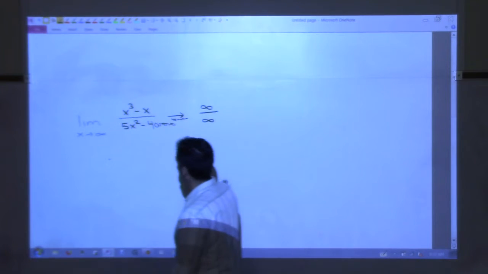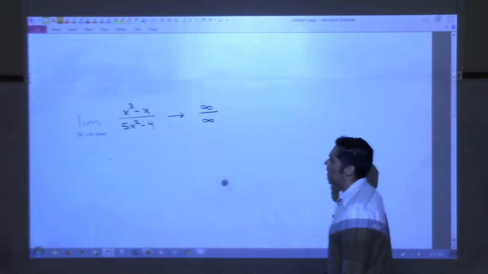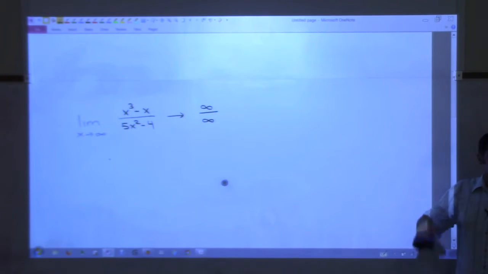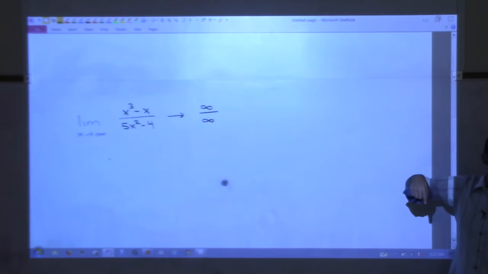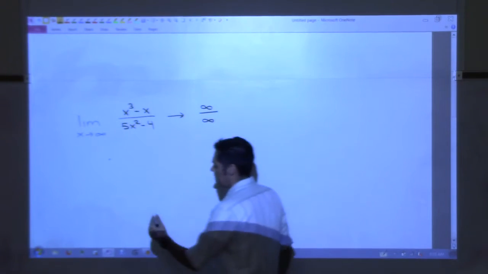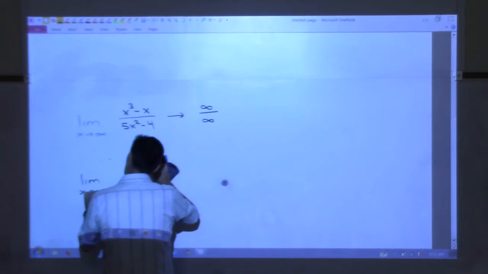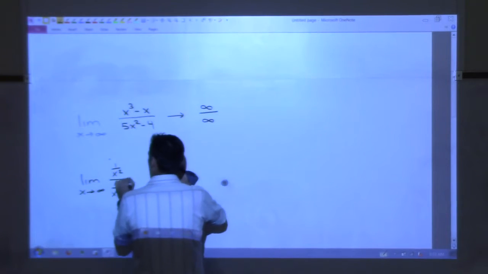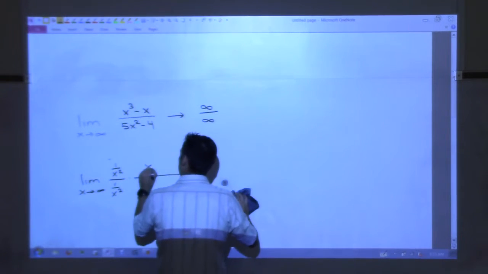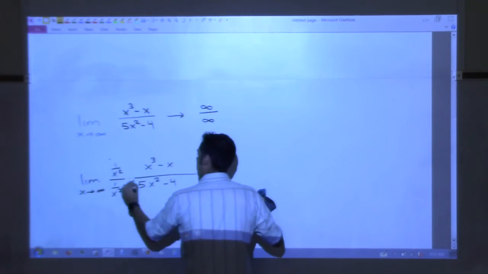Okay, so now we have to do some algebra. So you come in, highest power of x on the bottom. Not on the top, on the bottom. So I'm going to multiply top and bottom by 1 over x squared. Yeah? Okay, limit, x goes to infinity, 1 over x squared over 1 over x squared times, and then over here, x cubed minus x, and then 5x squared minus 4.